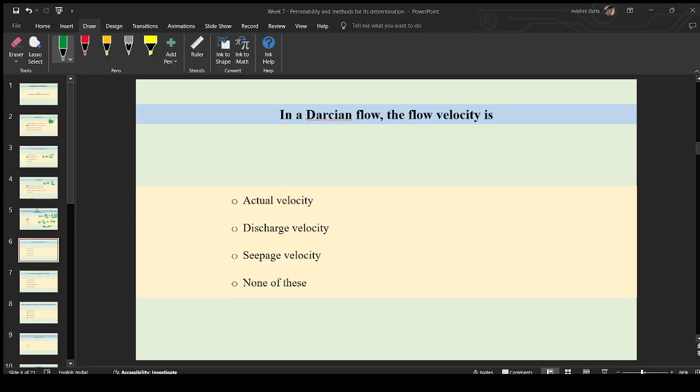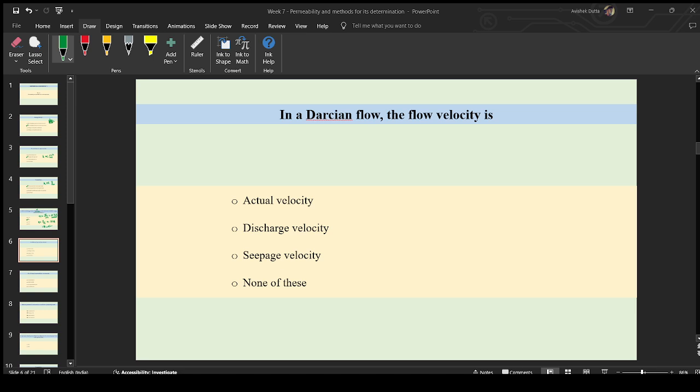It is very easy. In Darcy's law, Q equals KIA: the rate of discharge equals K, the coefficient of permeability, into I, the hydraulic gradient, into the area. Velocity equals Q by A, that is KI. This is the definition of discharge velocity, and by A we mean the area of cross section of the entire soil sample, not of the pores.